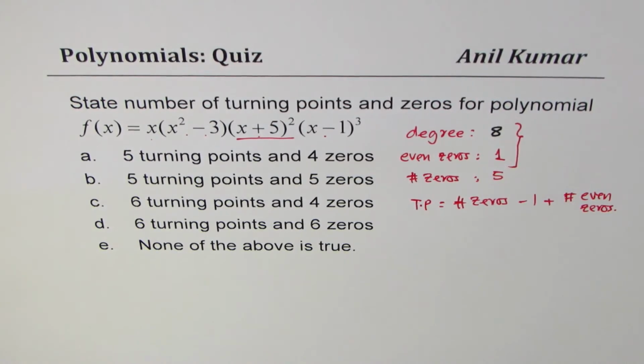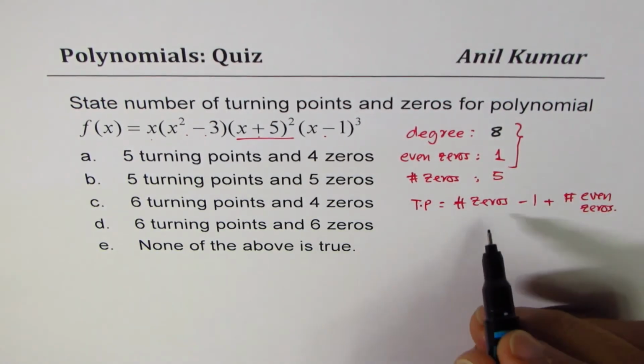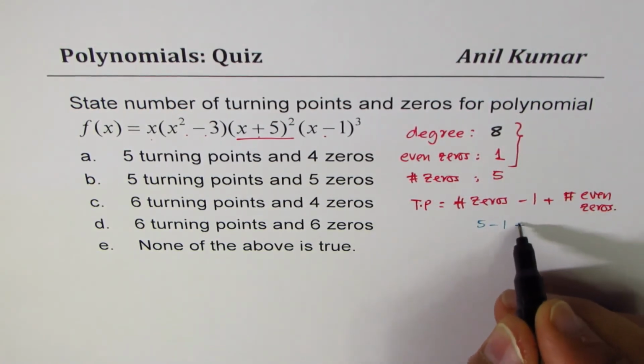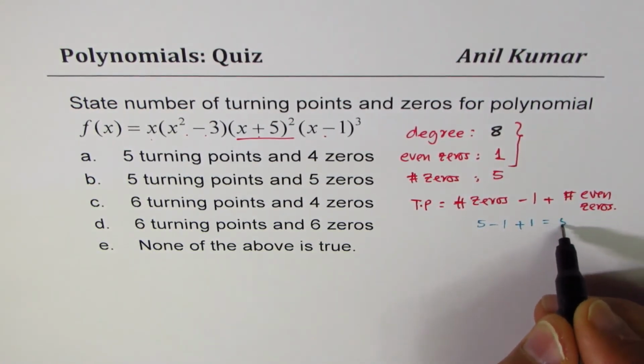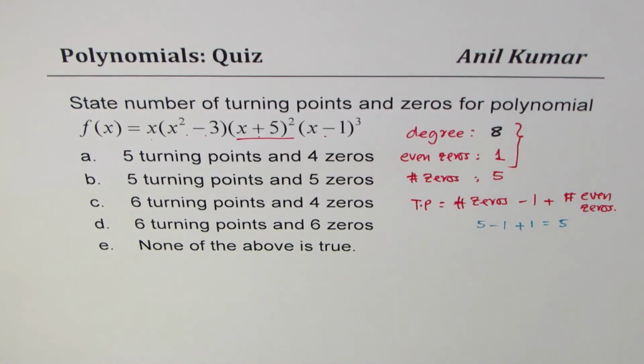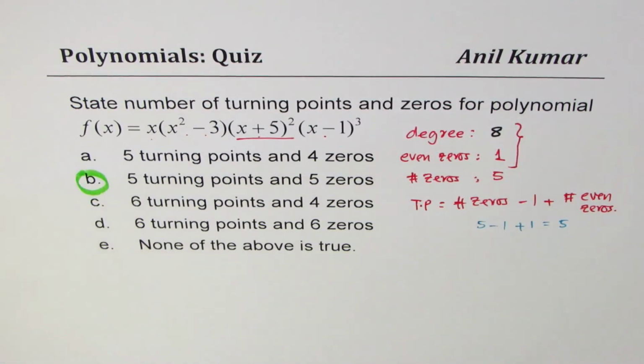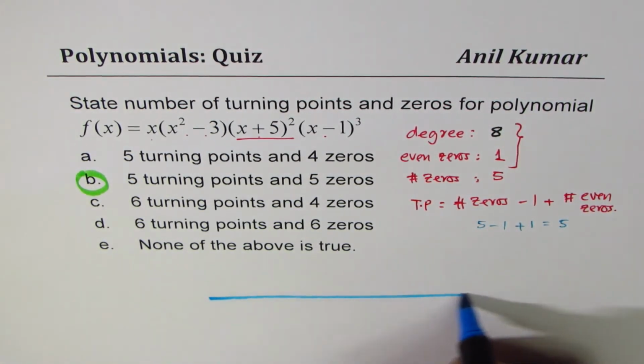Now, from the calculation, I mean without sketching, I'm telling you, number of zeros is 5, minus 1, number of even zeros is plus 1. So we get number of turning points as 5. So our answer should be both 5, right? So this one is the answer. Now let's sketch the graph and then check.